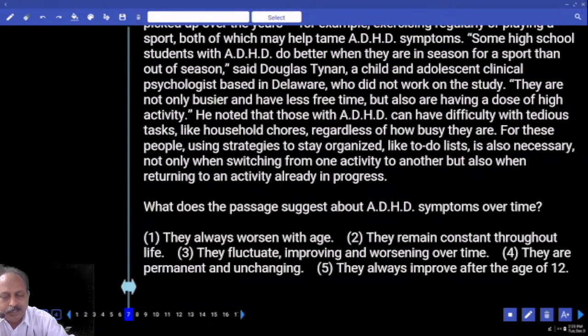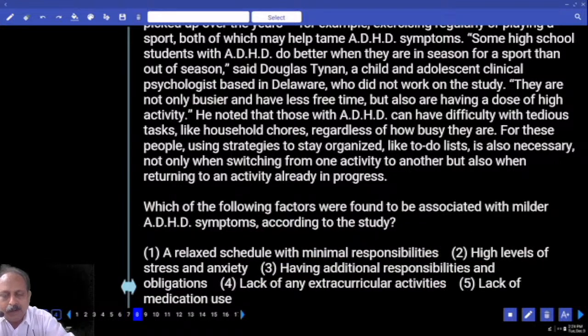What does the passage suggest about ADHD symptoms over time? Passage says they may reduce or they may increase, this side or that side. They always worsen with age, no. They remain constant, no. They fluctuate, improving and worsening over time. Mentioned clearly in the passage. So answer is what? Third option.